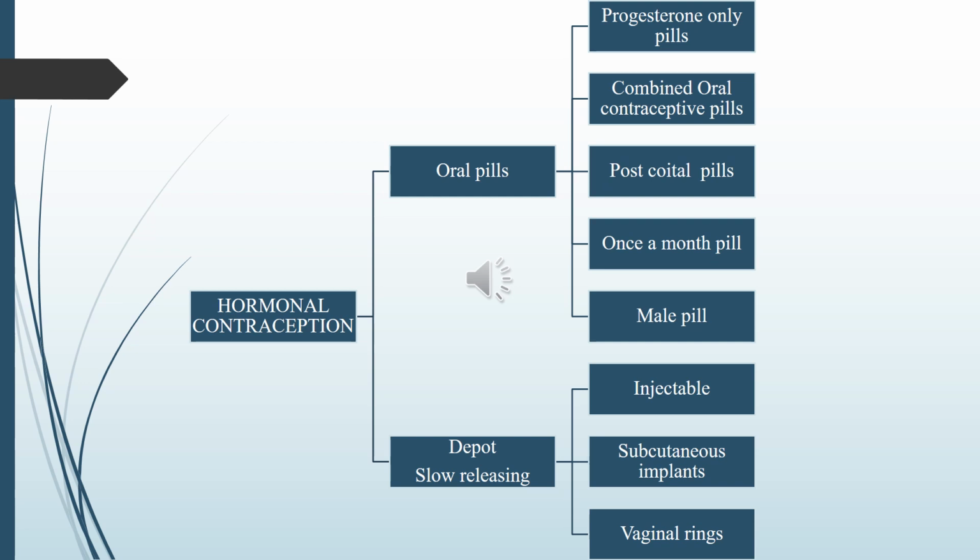First, we did the barrier methods and then the intrauterine devices. Now, coming to the hormonal contraceptives. The hormonal contraceptives have two types of hormones, estrogens or progestogens, or a combination of both. And they are usually classified as oral pills. Oral pills can be in the form of combined pills, which are known as COPs, progesterone only pills, which are called POPs, postcoital pills, once a month pill, which is a long acting pill, or male pills. Another type of hormonal contraceptives are your depot formulations or slow release formulations, which are in the form of injections, subcutaneous implants or vaginal rings.